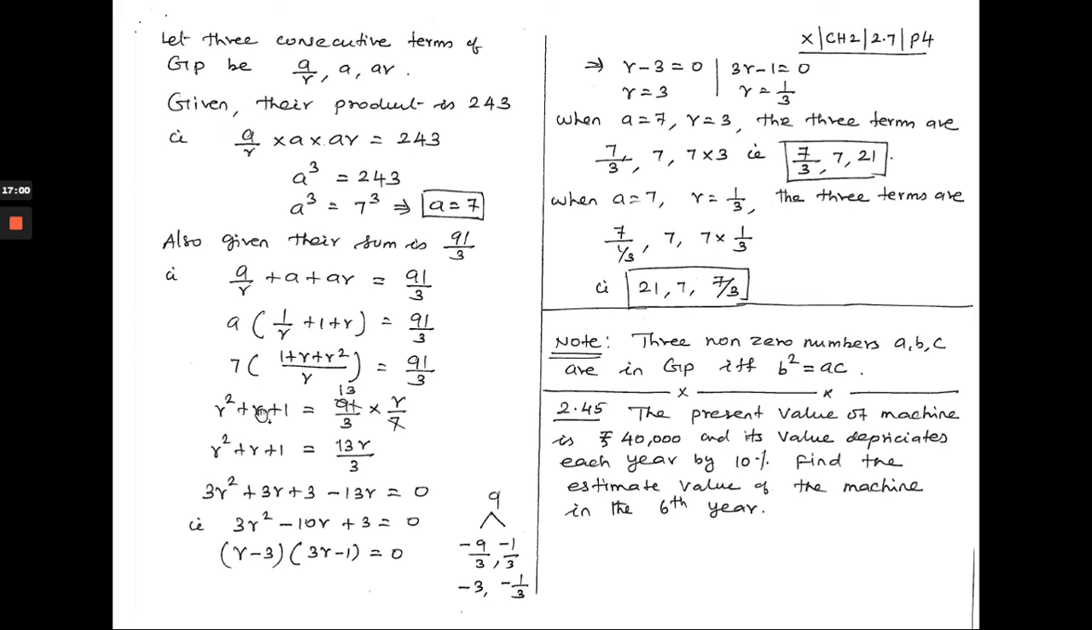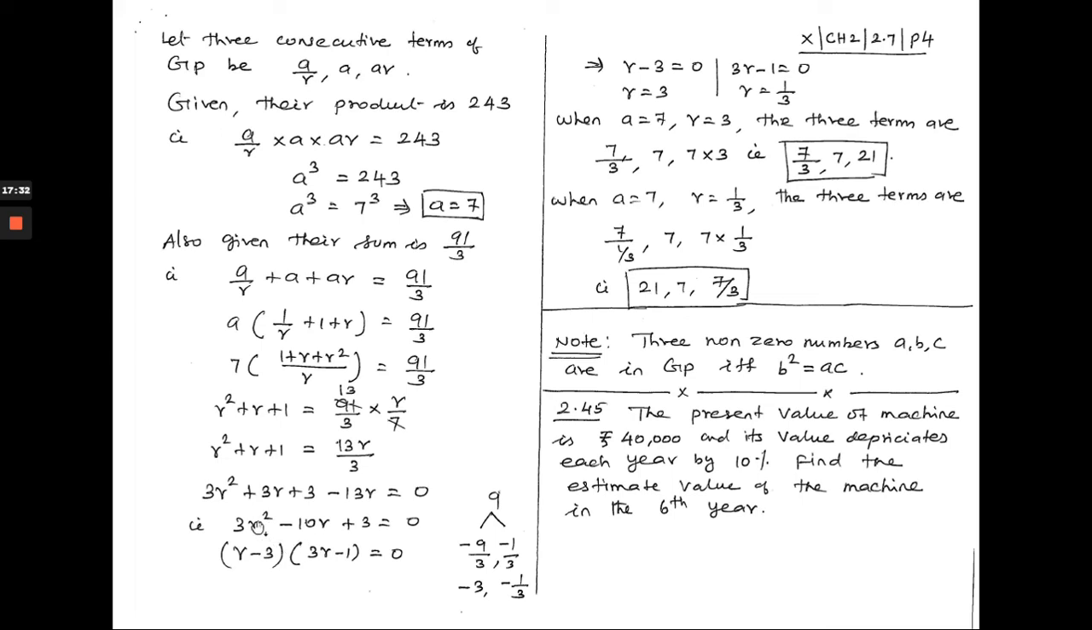So R square plus R plus 1 is equal to 91 by 3 into R by 7. The 7 and 91 cancel, 13 times. 13R by 3. Now the cross multiplication: 3R squared plus 3R plus 3 is equal to 13R. Bring this 13R to the left hand side, minus 13R is equal to 0. 3R squared minus 10R plus 3 is equal to 0.